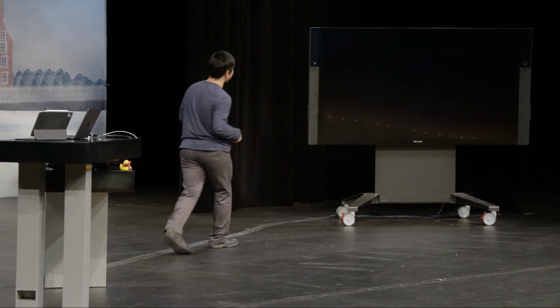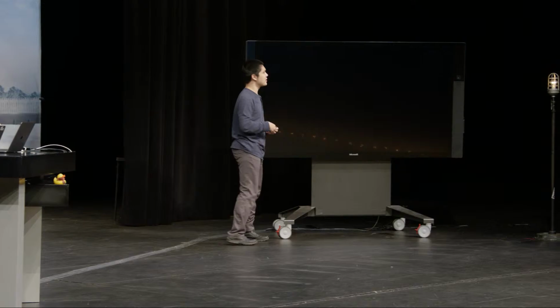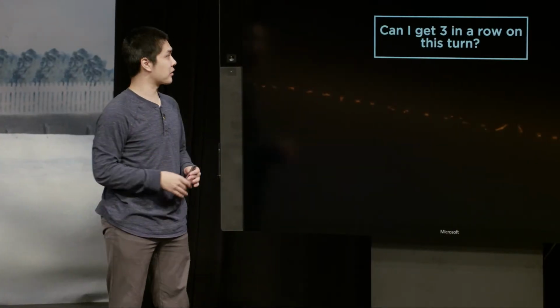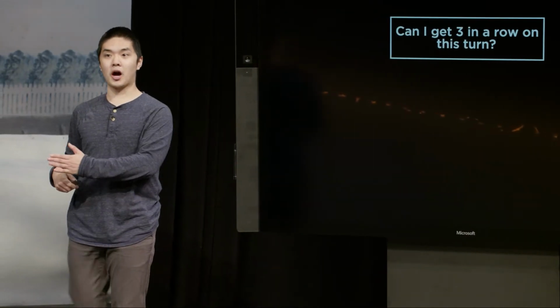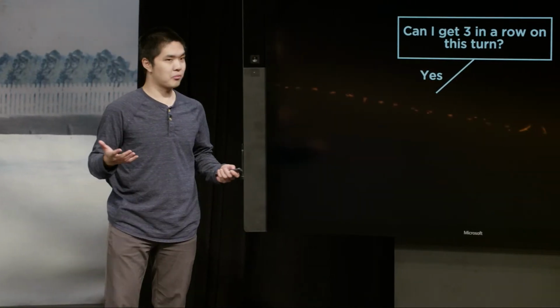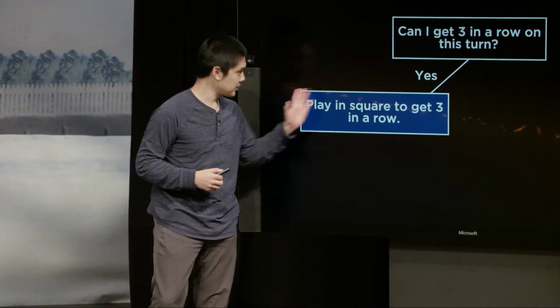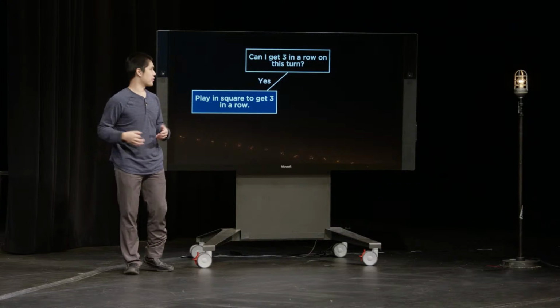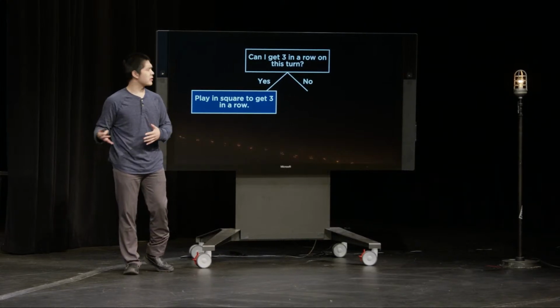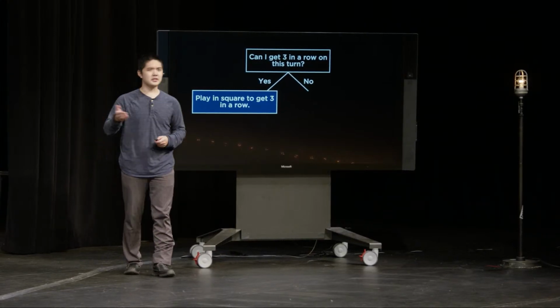And we could start to formulate a decision tree for tic-tac-toe based on those questions. I might start by asking, can I get 3 in a row on this turn? And if the answer is yes, well, then my action is pretty straightforward. I should play in the square that will get me to 3 in a row. If the answer to the question is no, well, then I might ask Santiago's question.